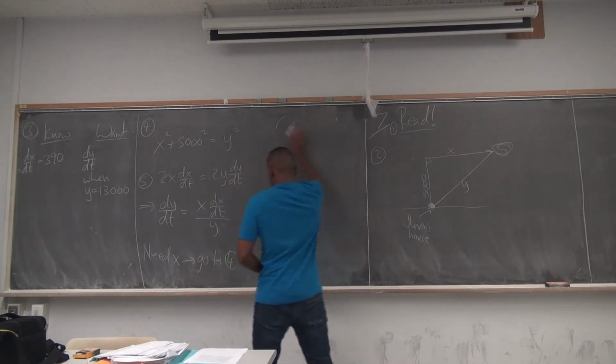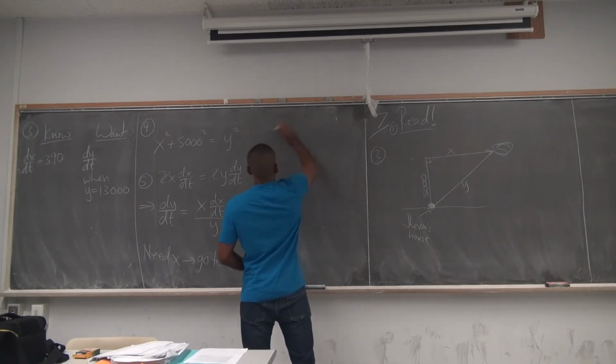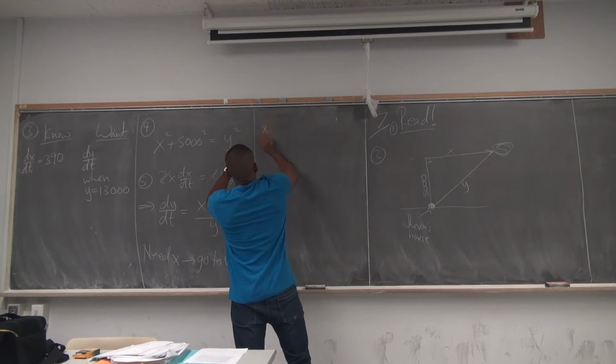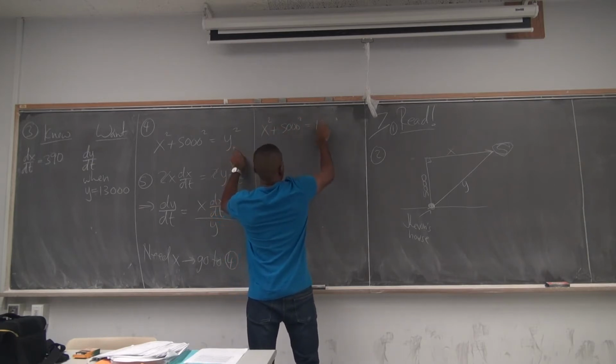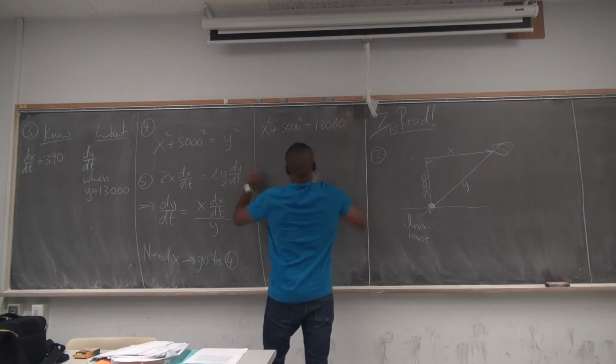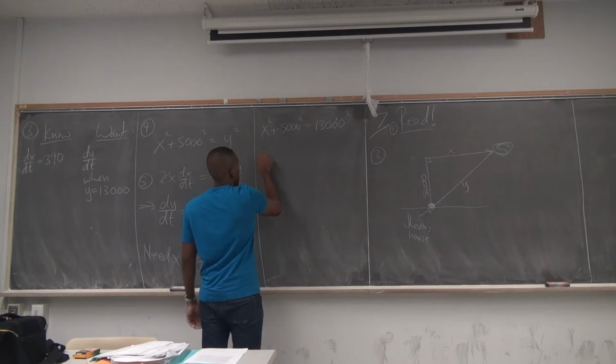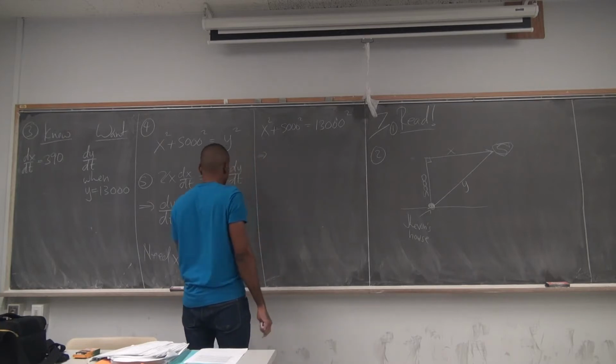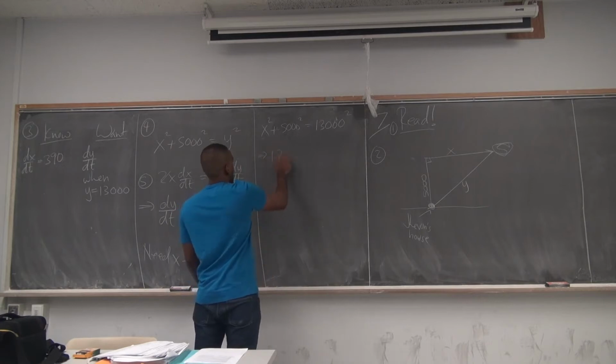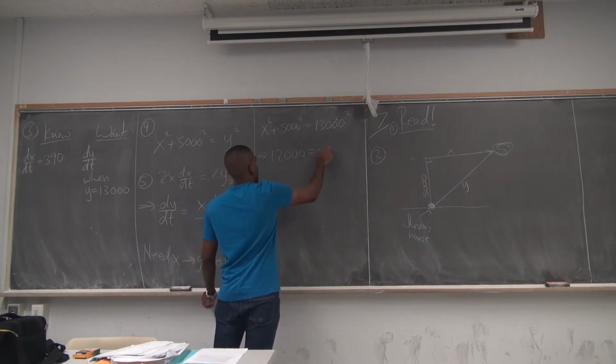And what is x going to be? So x squared plus 5,000 squared equals 13,000 squared, which means x is, that's right, 12,000. Right?